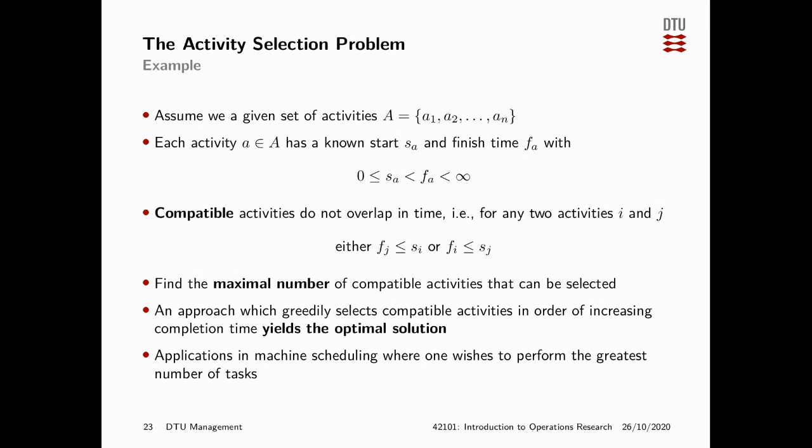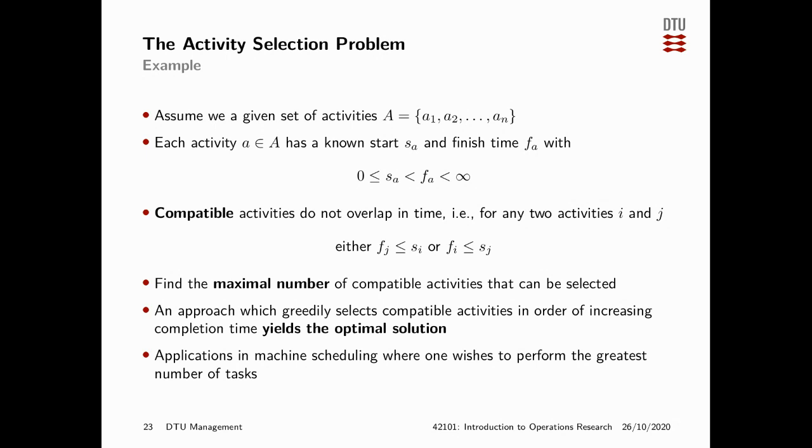We say that two activities are compatible if they do not overlap in time. So for any two activities i and j that are compatible, then either the finish time of activity j is at latest the start time of activity i, or the finish time of activity i is at latest the start time of activity j. So the problem is to determine the maximal number of compatible activities that can be selected. So you have to determine the largest subset of A that contains only compatible activities.